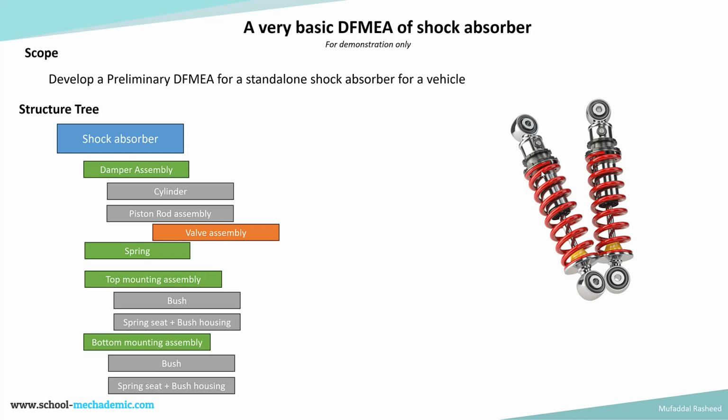The spring is clear, it is the red color part. The top mount assembly has a mount and a spring seat, which is basically where the spring is sitting, and then the bush housing. Bush housing is this, and then the bush is there, which is inside, which is press fitted inside it. Similarly for the bottom mounting as well. So this is a basic structure of a shock absorber.